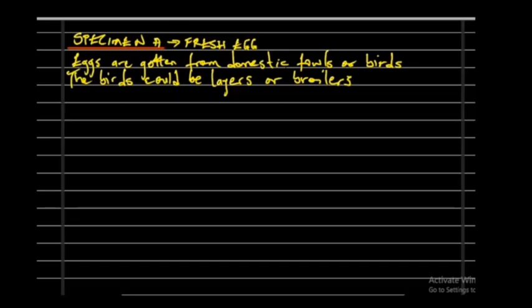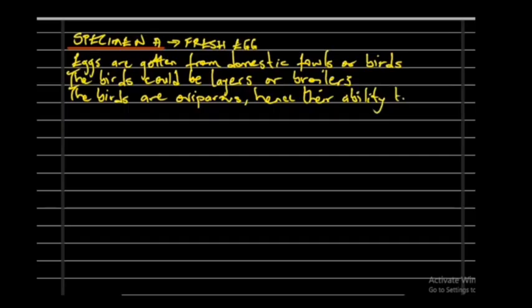The ability of these birds to lay eggs is a result of the fact that they are oviparous in nature. The birds are oviparous, hence their ability to lay eggs. So we just decided to do this little background on what eggs are and where they are gotten from. So we are going to look at the egg specifically now.